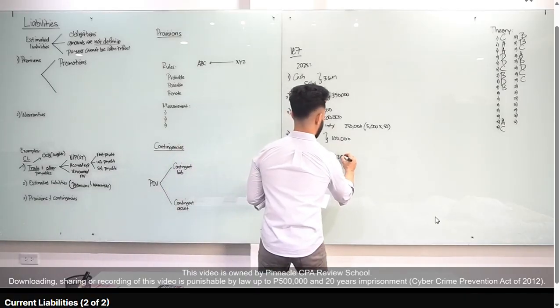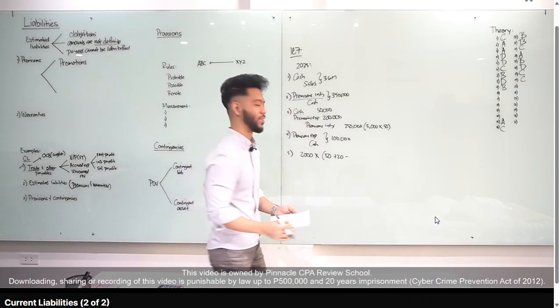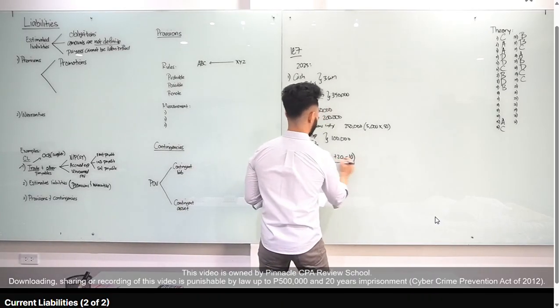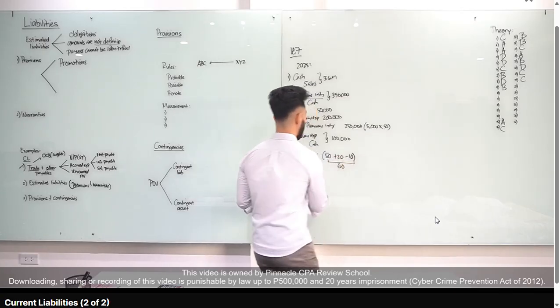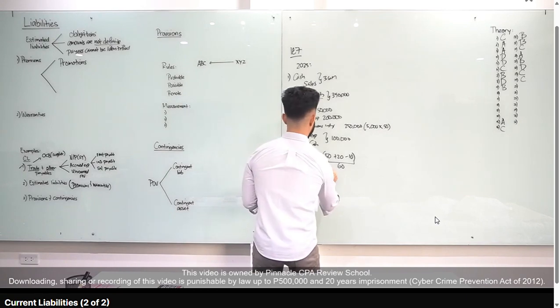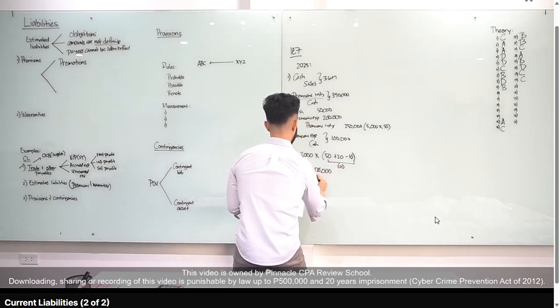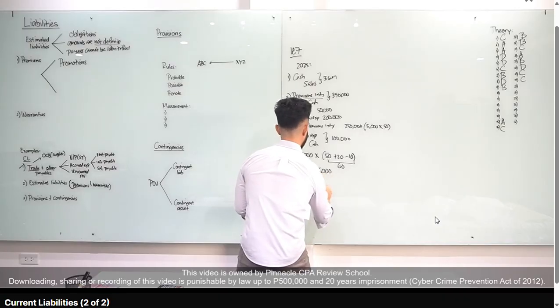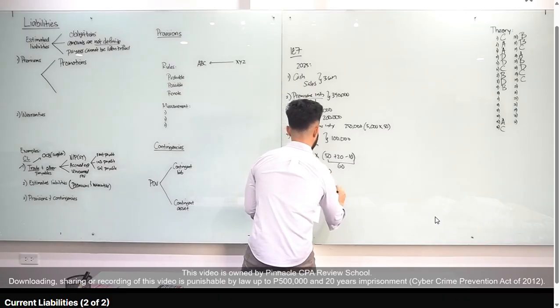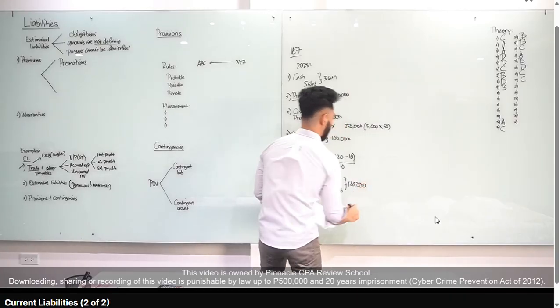So, plus 20, pero si customer magre-remit sa atin ng 10 pesos. So, bawas sa gastos natin yun. Minus 10. So, ibig sabihin, 50 plus 20, that's 70 minus 10. 60 pesos per planner yung liability natin. 2,000 times 60, that is 120,000. Entry natin, end of the year, debit premiums expense, credit estimated premiums liability, 120,000. These are your journal entries for 2025.